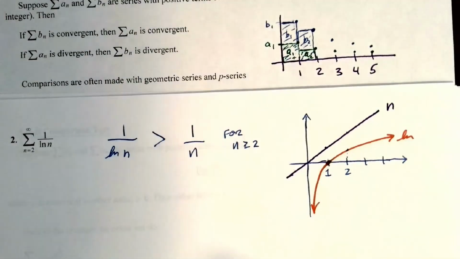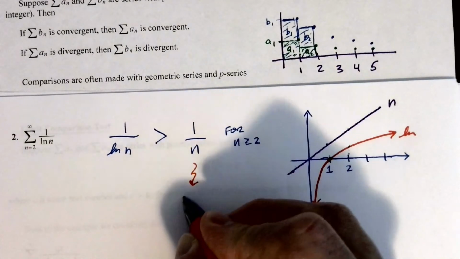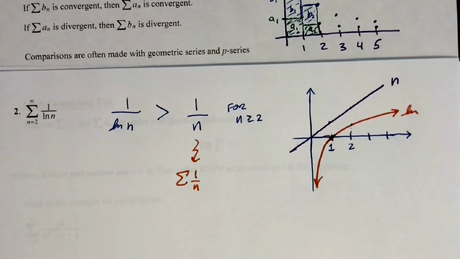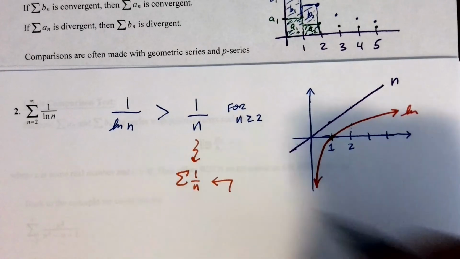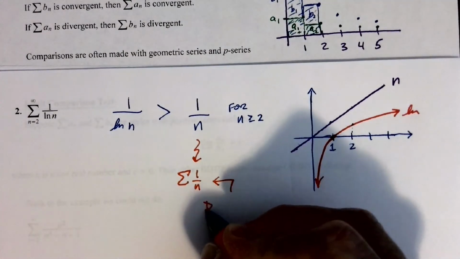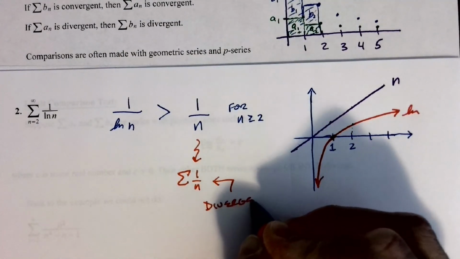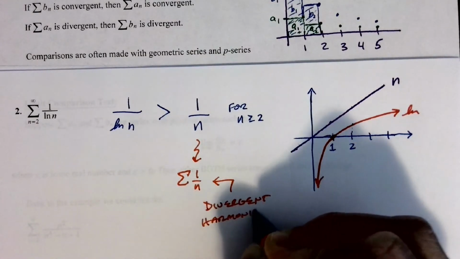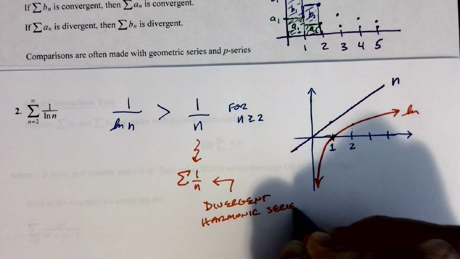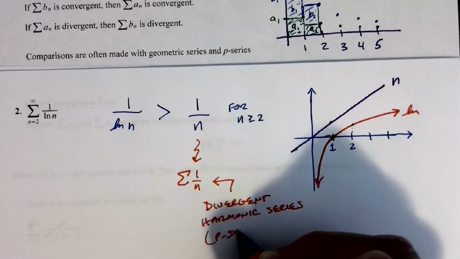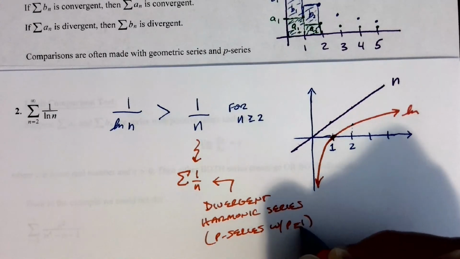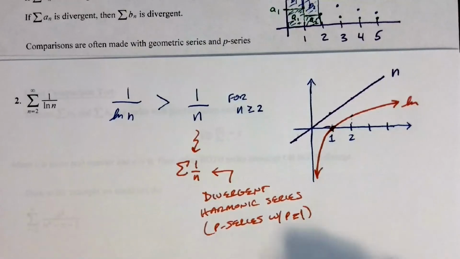And what do we know about the series? That series is the harmonic series, or a P series with P equal to 1. So this is divergent. It's the harmonic series, a P series with P equal 1. And either way, it's divergent.